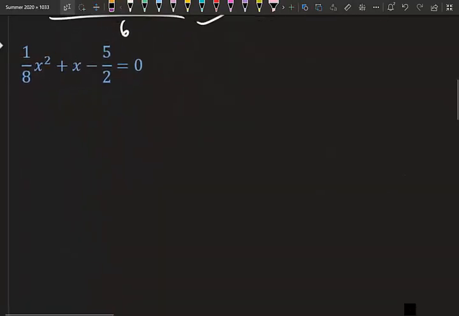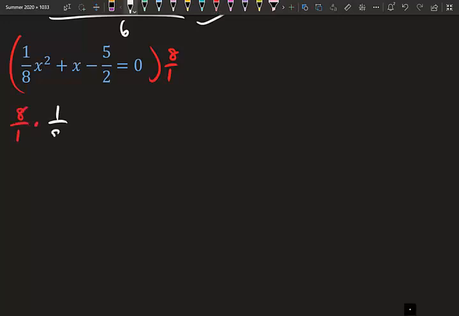Next example, we have fractions, but guess what? You don't have to work with them. Why? Because it equals 0. When it equals 0, you can get rid of the fractions. So we're going to multiply everything by 8 over 1, because that's what's going to get rid of all the denominators. So we have 8 over 1 times 1 over 8x squared plus 8 over 1 times x minus 8 over 1 times 5 over 2, and that equals 8 over 1 times 0.